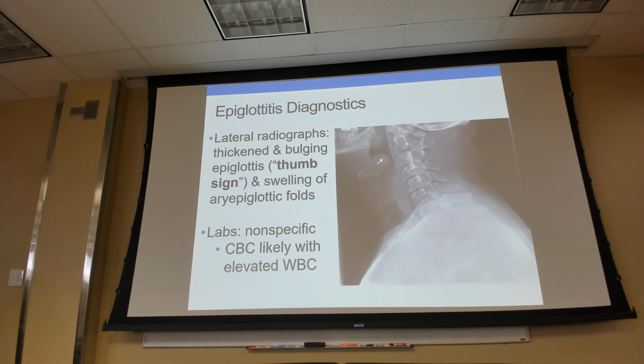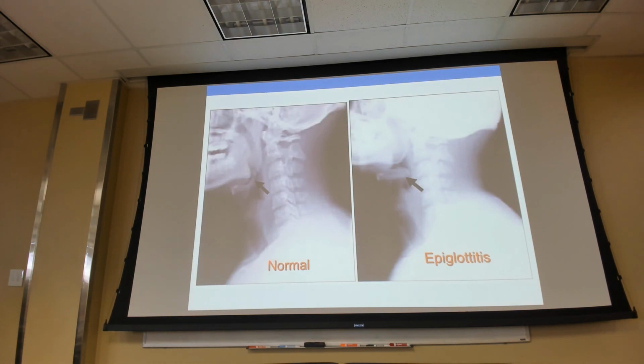Your lateral radiographs, again, you're going to see the thumb sign. But really nothing else on labs, so there's not going to be any standard labs. Again, a clinical diagnosis or with x-ray if you need it. And another example, gigantic epiglottis.